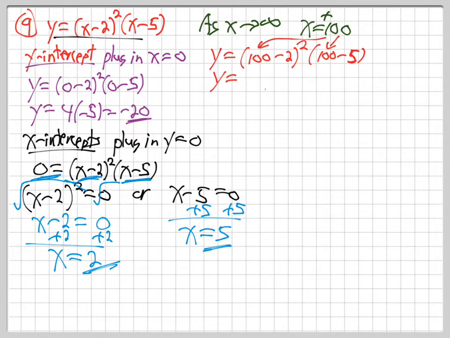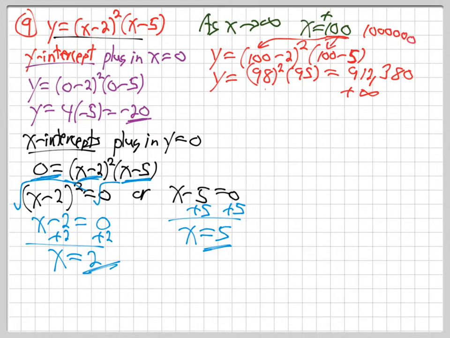See what I get. I'm going to get 98 squared times 95. You do that in your calculator, you get something gigantic. And I'm getting 912,380. So the point of the matter is, it's going to positive infinity, right? I'm only at 100. They want me to go to infinity, so that'd be 1,000, 100,000, a million. It's just going to get bigger and bigger and bigger. This is a positive answer, right? Positive infinity. So as x goes to infinity, y also goes to positive infinity.